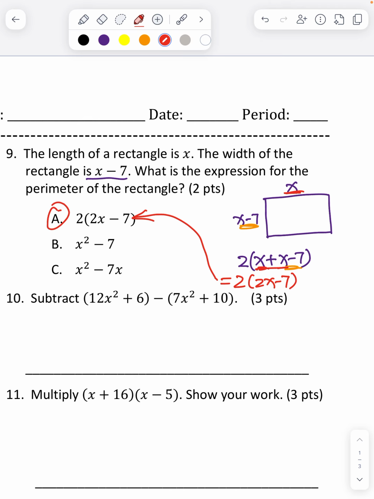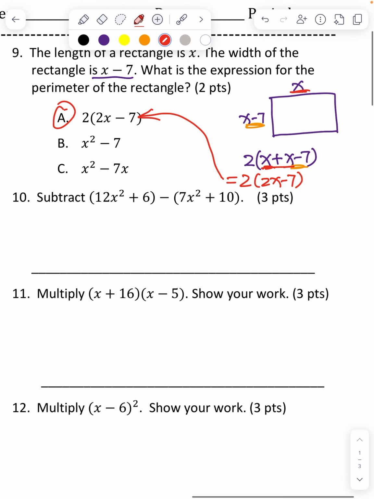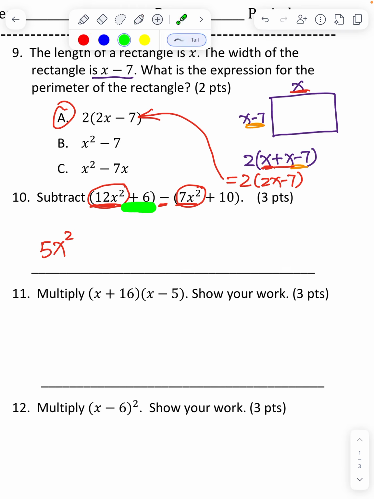Number 10, subtract. Okay, we have 12x squared subtract 7x squared. 12 minus 7, that's 5x squared. And then positive 6 subtract 10. 6 subtract 10, that's negative 4. So minus 4.